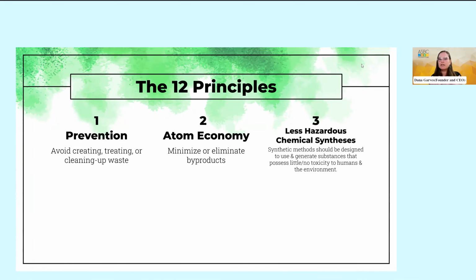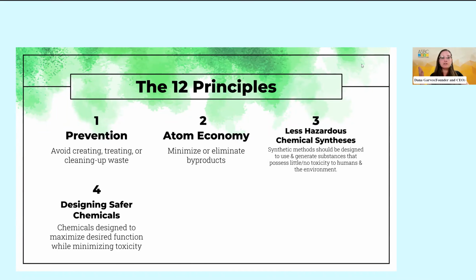Number three, we start to get into the more chemical engineering element. So less hazardous chemical syntheses. Synthetic methods should be designed to use and generate substances that possess little to no toxicity to humans and the environment. So when engineers are creating a new method, we want to ensure that the method itself holistically is not toxic to us or to our planet.